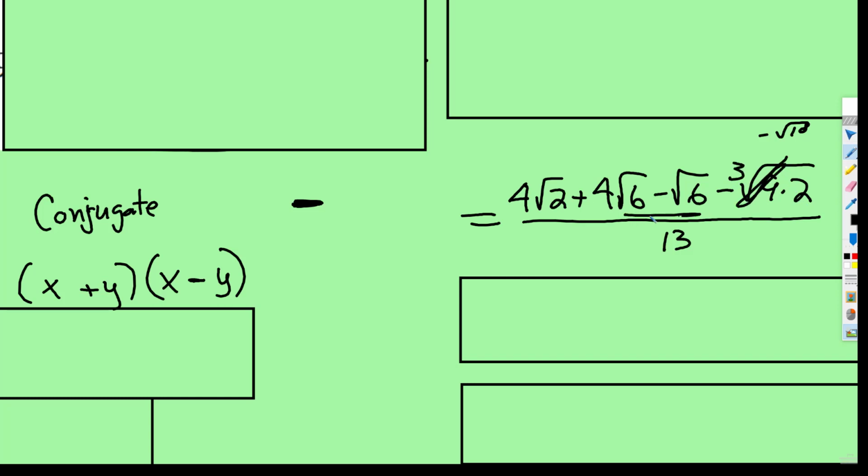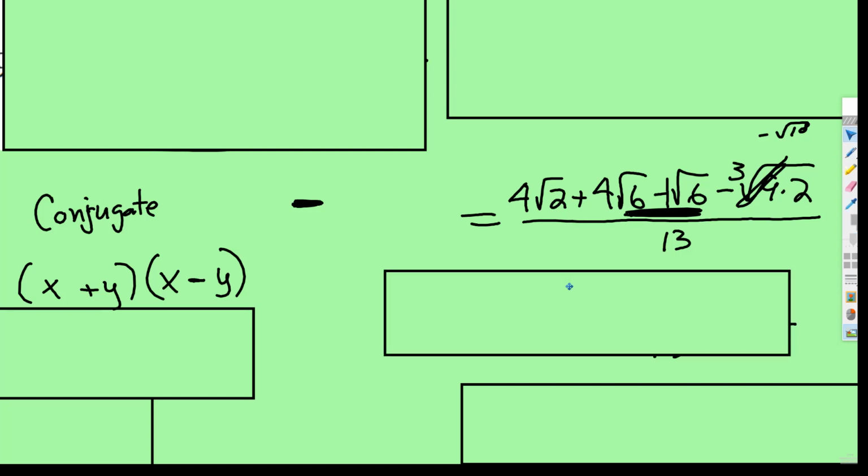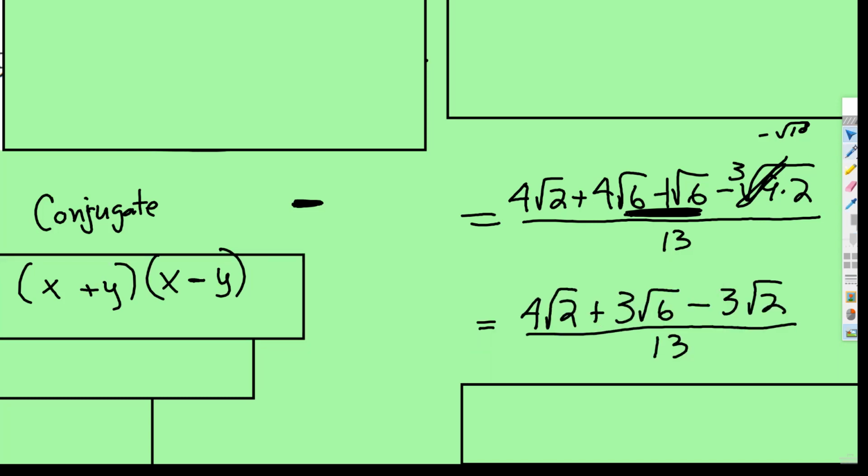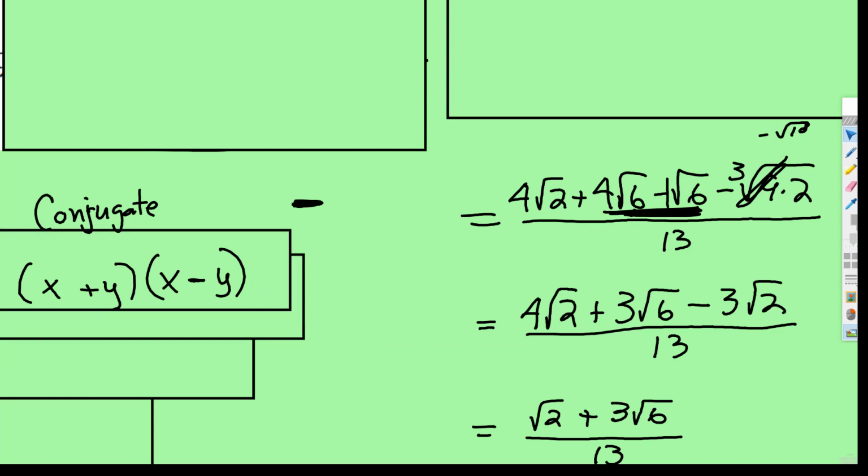Now look, we have some radical expressions that are the same. There's 4 root 6 and subtract 1 root 6. And now we're going to have 4 root 2 subtract 3 root 2. So I went ahead and combined these right here. And now we have 4 root 2 subtract 3 root 2. It simplifies to this. And I think that's it for this one.